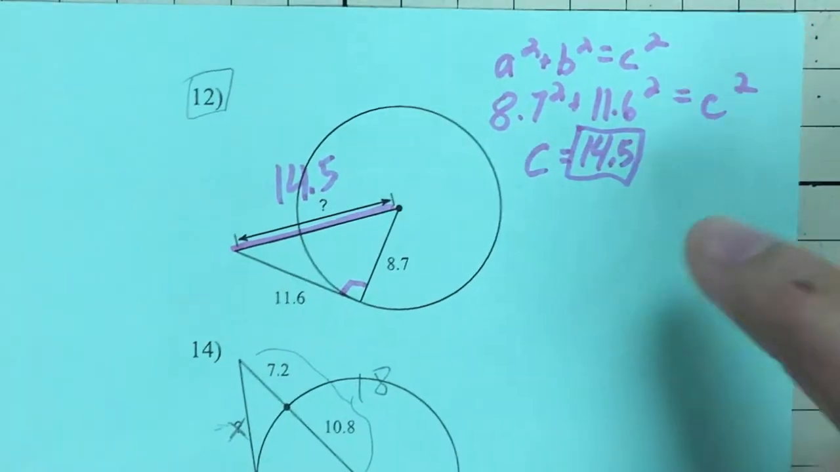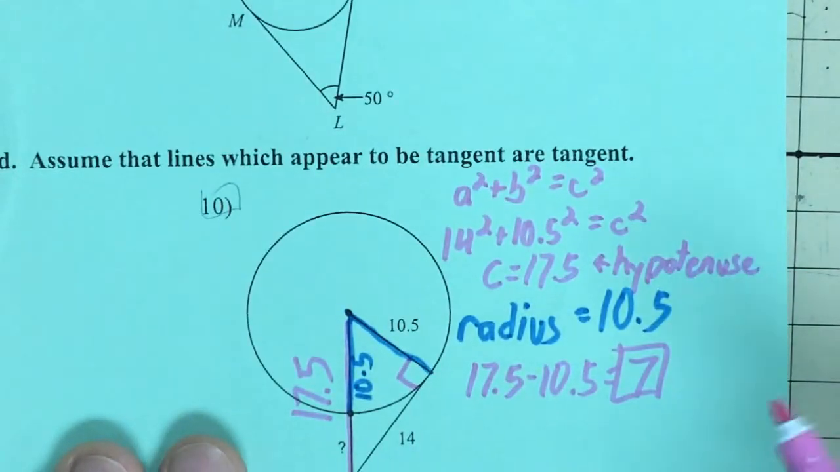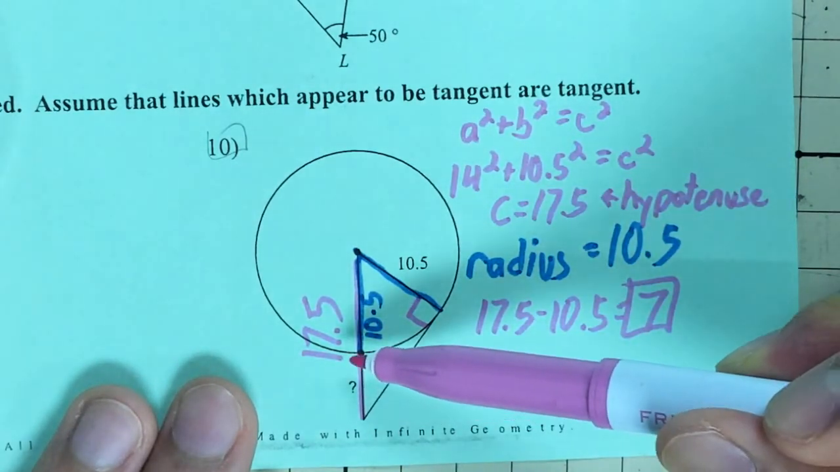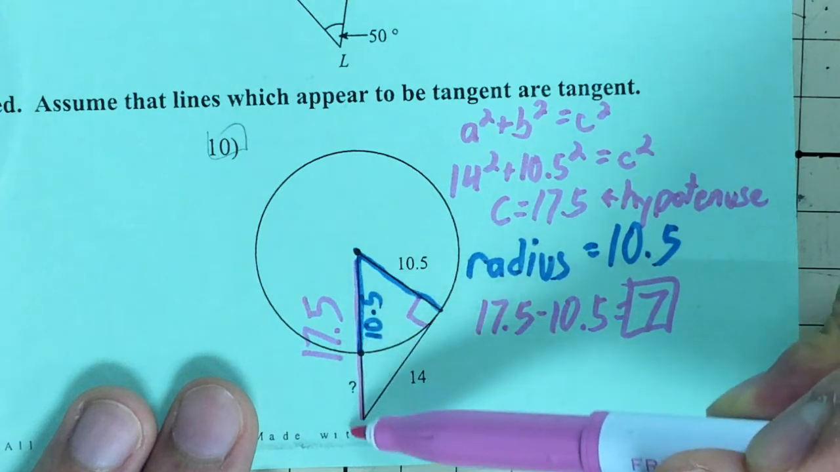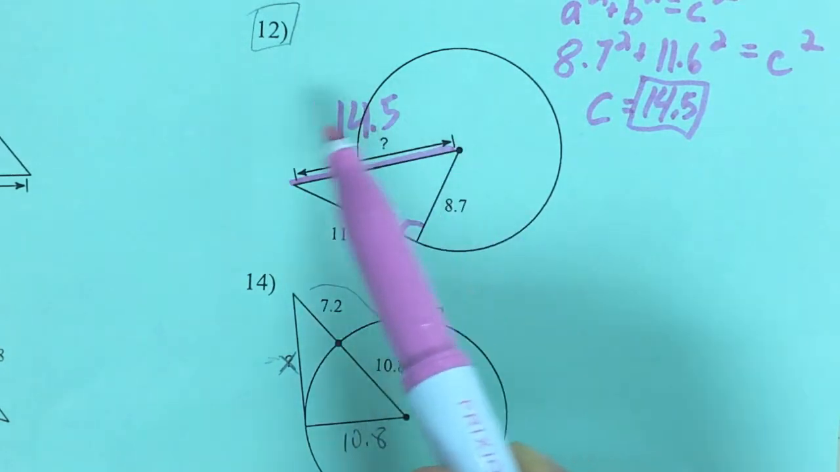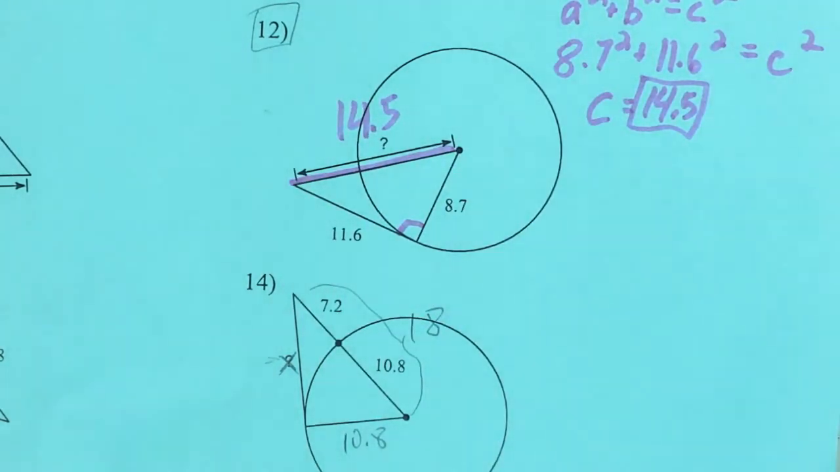Notice, right here I stopped at C equals. Back here, after you found C, we continued. Because down here, it only asks for this bottom part. Whereas over here, it asks for the entire hypotenuse, which is what C is.